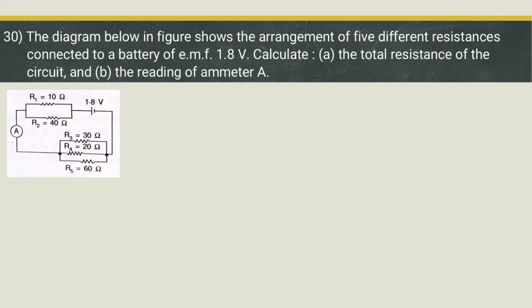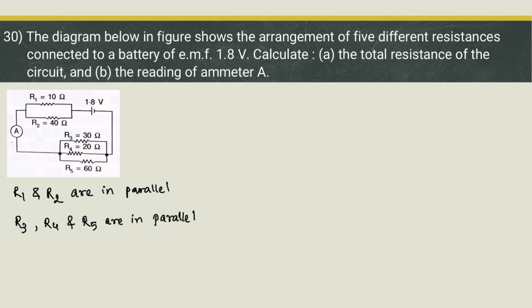30th, the diagram below in the figure shows the arrangement of 5 different resistances connected to a battery of EMF 1.8 volt. Calculate the total resistance of the circuit. So you see that R1 and R2 are in parallel, and you would agree to this point that R3, R4 and R5 are also connected in parallel.